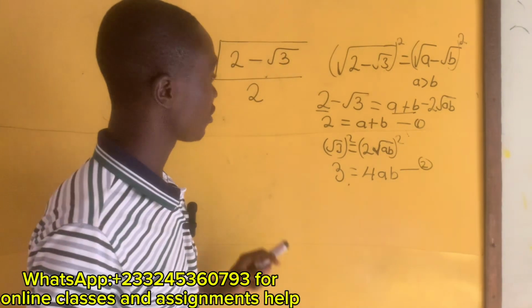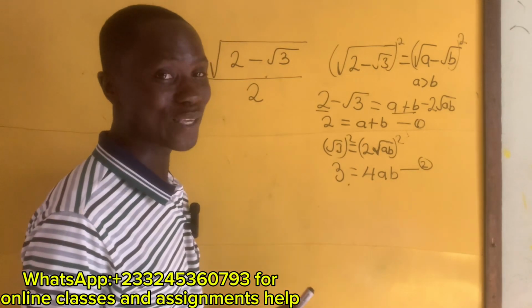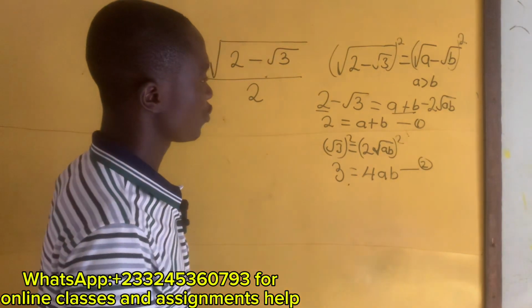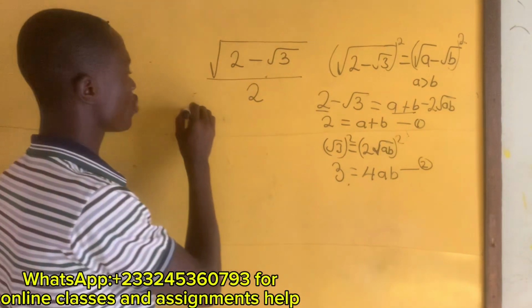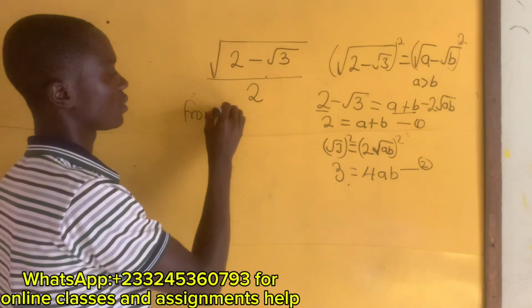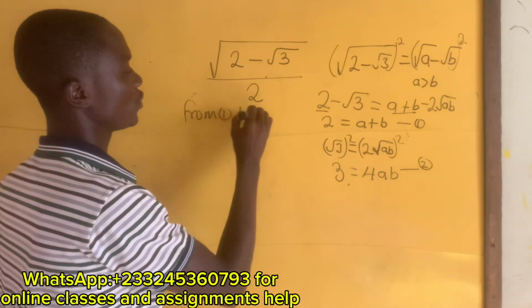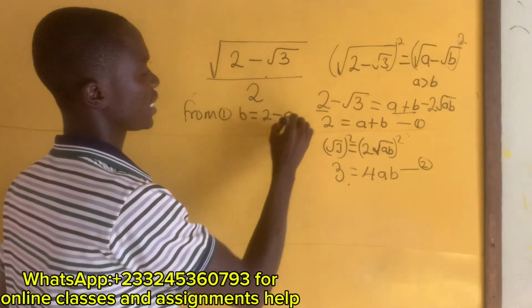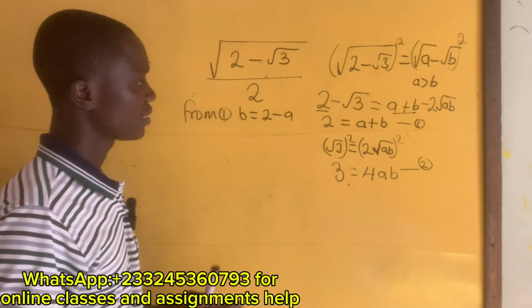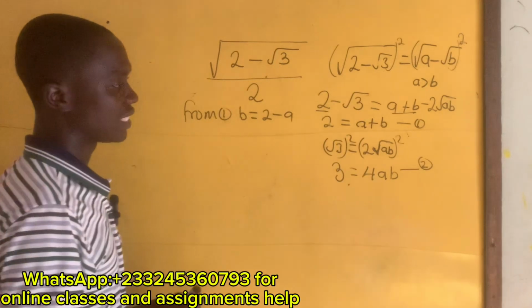Maybe this is your first time of simplifying a nested radical, right? Let's do it in very simple steps. Okay, so we're going to solve equations 1 and 2 simultaneously. So from equation 1, we can have b to be equal to 2 minus a. Oh, that makes sense, right? Yeah. We take a from 2 to get b in a very simple way.